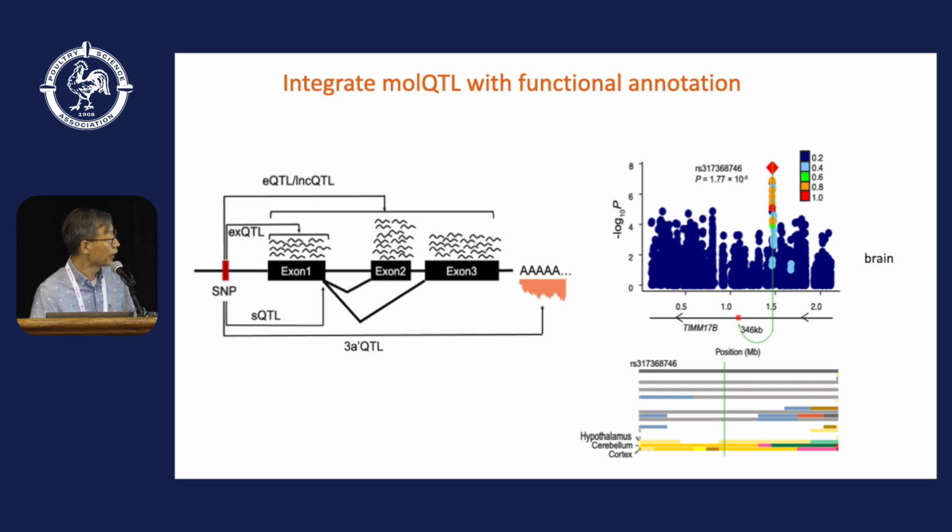Here, just to give an example, this is an expression QTL we identified in the brain tissues. If you look at that region, it is located exactly here. This is by our functional annotation. As you probably see, this is the yellow color again.